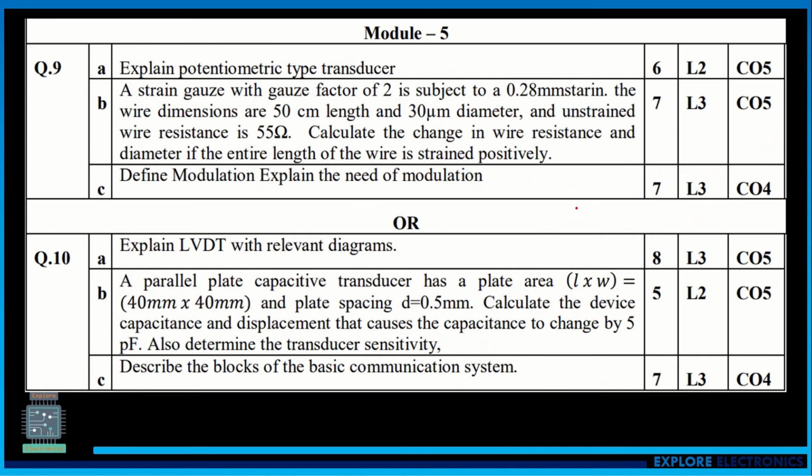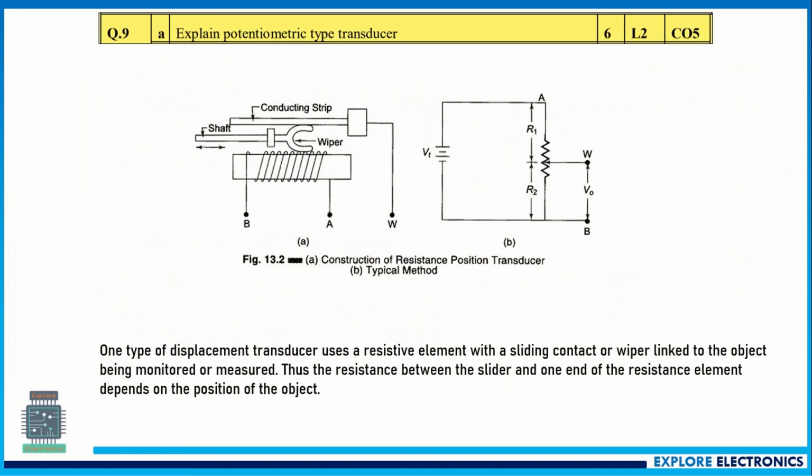Then module 5: explain potentiometric type transducer. Here is the problem, let us solve it in the next video. And then define modulation and need for modulation, LVDT, again one more problem on capacitive transducer, and then communication block diagram. This is the potentiometric transducer.